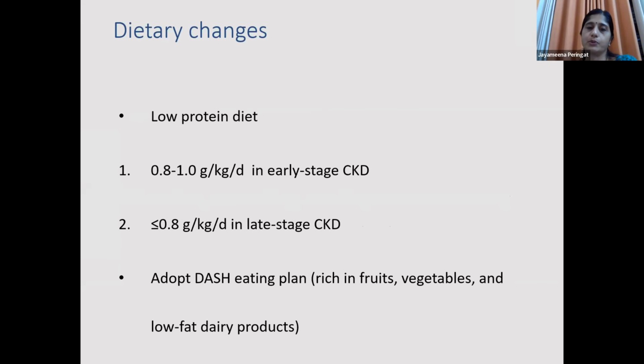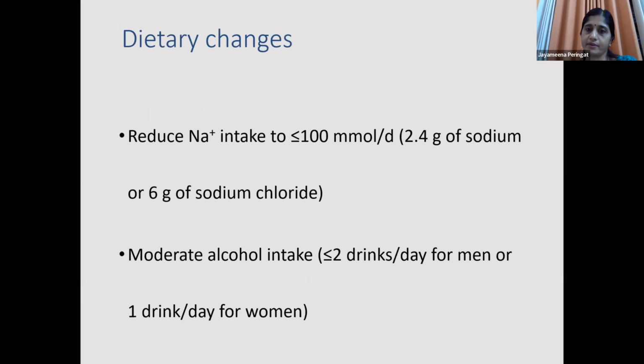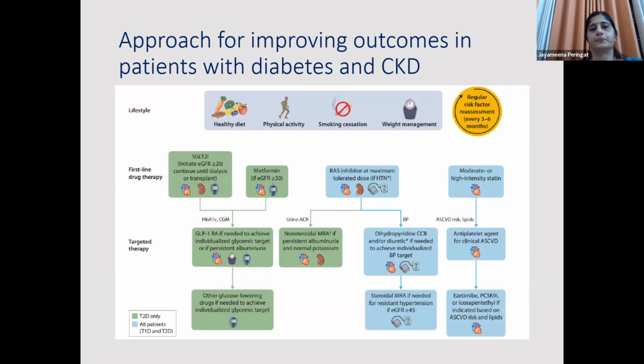Then the dietary changes. What we can actually do in CKD is a low protein diet. In early stages, it can be reduced to 0.8 to 1, and in late stages, it can be reduced to 0.8, because increase in protein actually increases the load on the kidneys and accelerates the decline in GFR. The dietary changes are also the salt intake, which is to be limited to 6 grams of sodium chloride per day, and alcohol intake. So these are the lifestyle interventions.